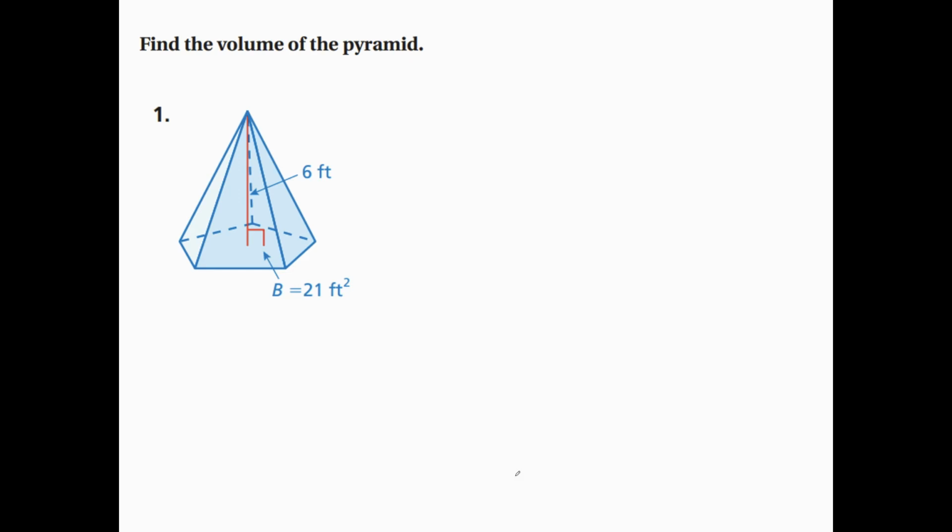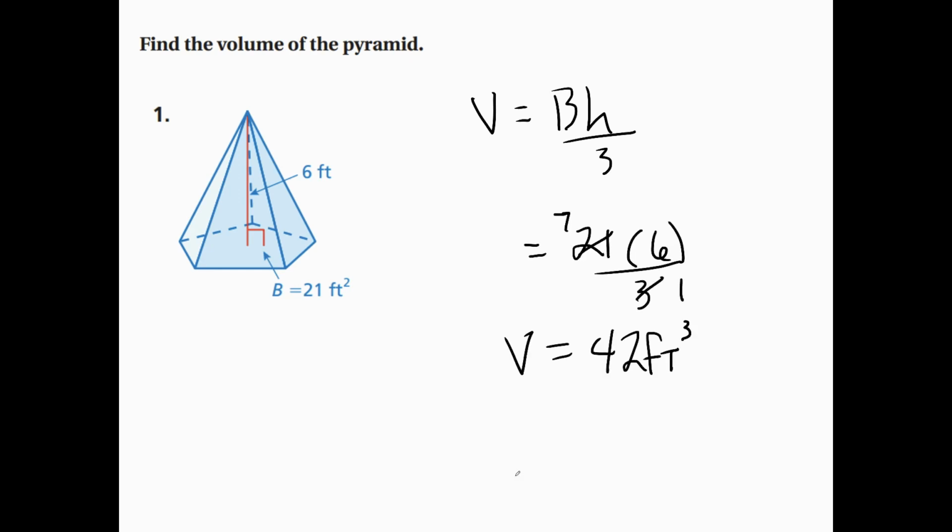All right, what did you guys get? Here's how I solved it. I wrote down the formula and I just plugged in the numbers. The area of the base is 21 feet squared or square feet, and the height of the pyramid is 6. You see the canceling that I did with the 3 and the 21, and so I end up with just having to multiply 7 and 6 together, and I get 42 cubic feet.